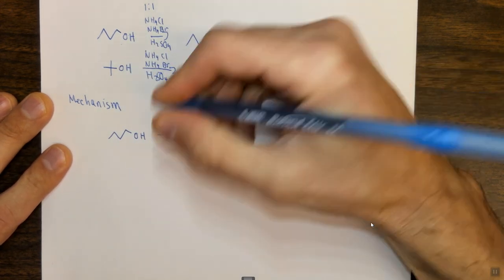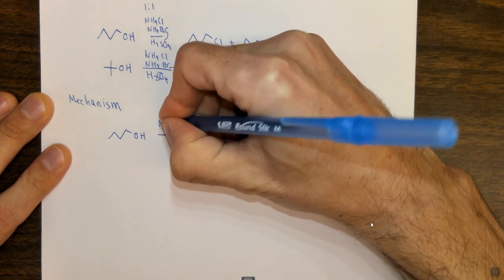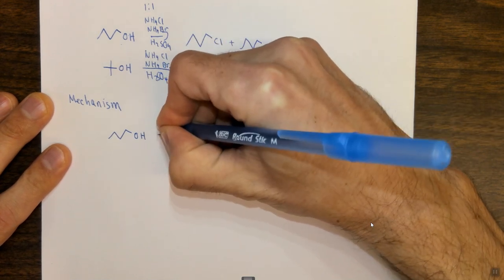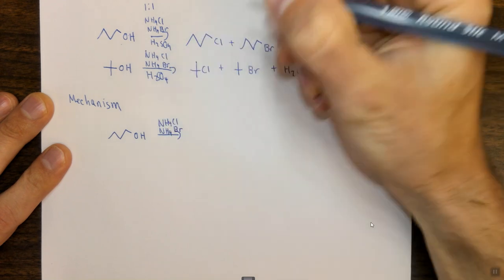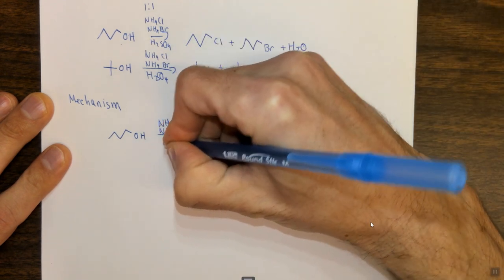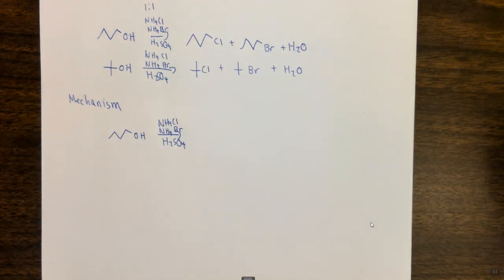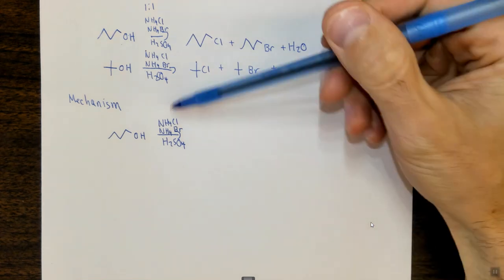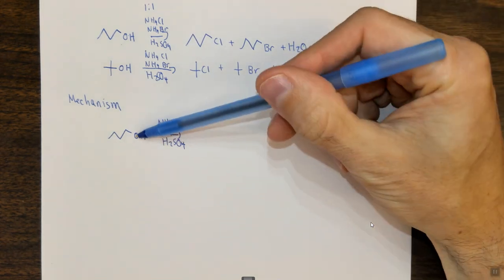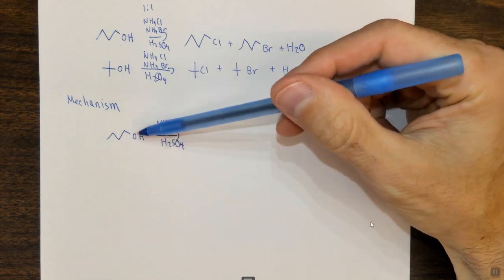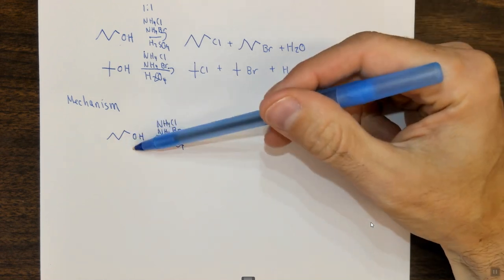In the presence of NH4Cl, NH4Br, 1-to-1 again, and sulfuric acid. So the first thing to note is that Cl and Br can't simply do a nucleophilic substitution on OH. They can't replace OH.